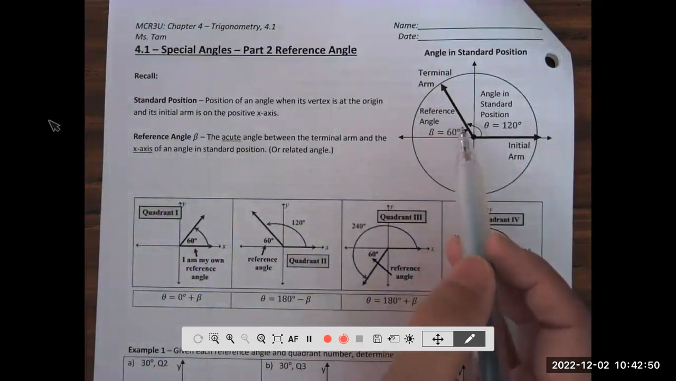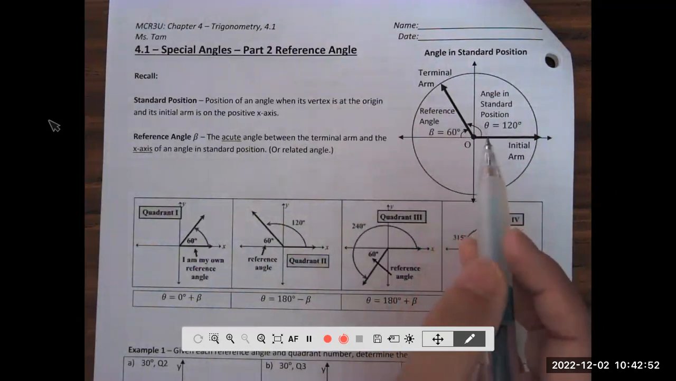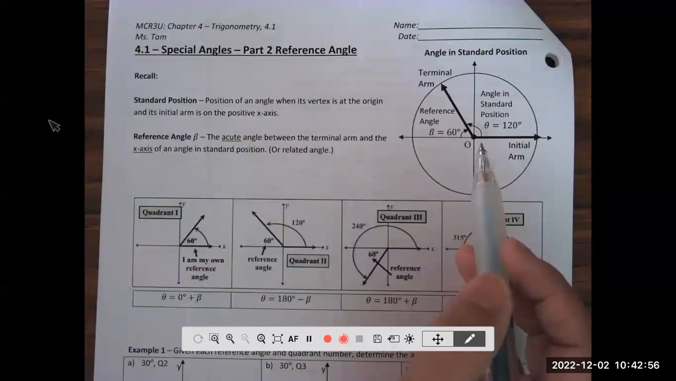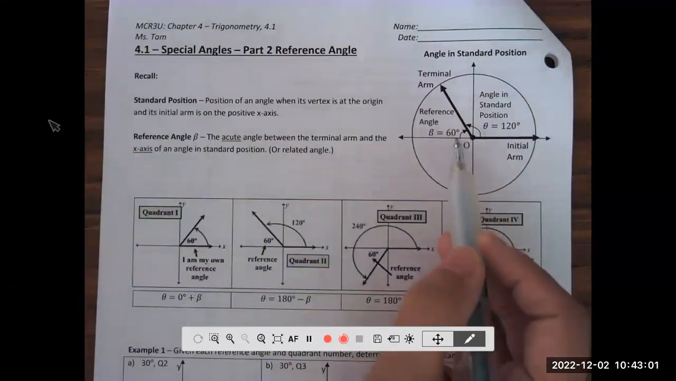It's a cute beta angle. Get it? Should I say the joke again? It's a cute beta angle. Okay, I'm so glad this is being recorded.